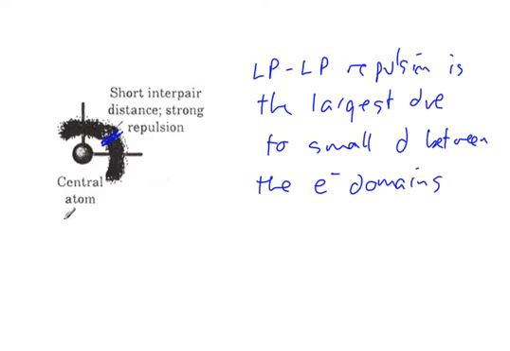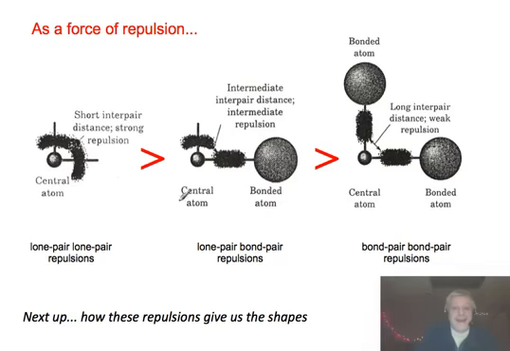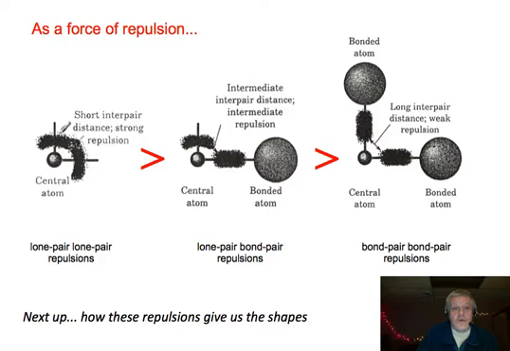And that's summarized on this next slide. Again, going from largest to smallest, from left to right. When there are no bonded atoms, two lone pairs only, interpair distance is small, and force of repulsion is strong. If we add a bonded atom, we have a slight increase in the interpair distance due to the nature of a bond, and that force of repulsion will be less than the lone pair force. And then if we have two bonded atoms, the interpair distance is the largest, and the bond pair repulsion is the weakest force of repulsion.